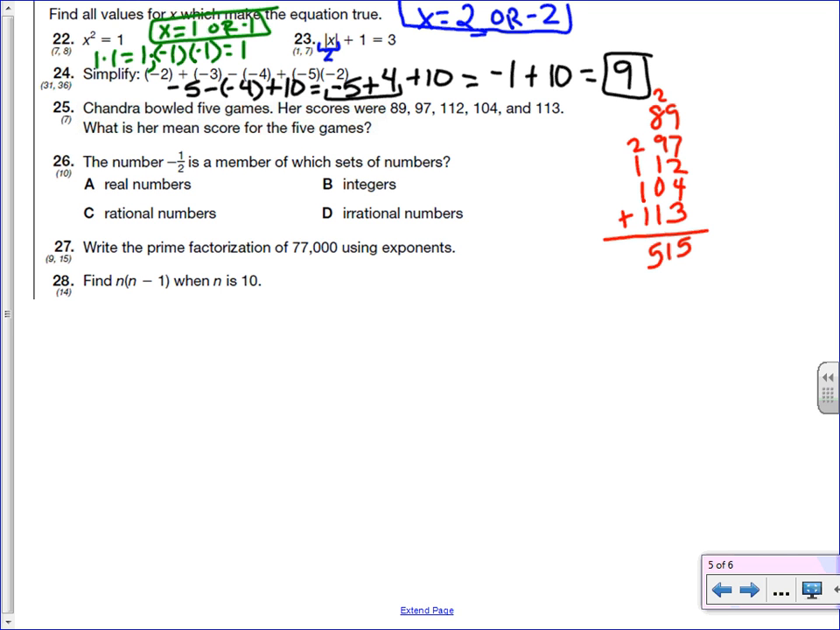So the next thing that you do is divide by how many games she played. 5 goes into 5 once. 1 times 5 is 5. 5 minus 5 is 0. Bring down the 1. 5 can't go into 1, so it goes in 0 times. Bring down the 5. 5 goes into 15 3 times. 3 times 5 is 15. 0. So her mean score was 103.